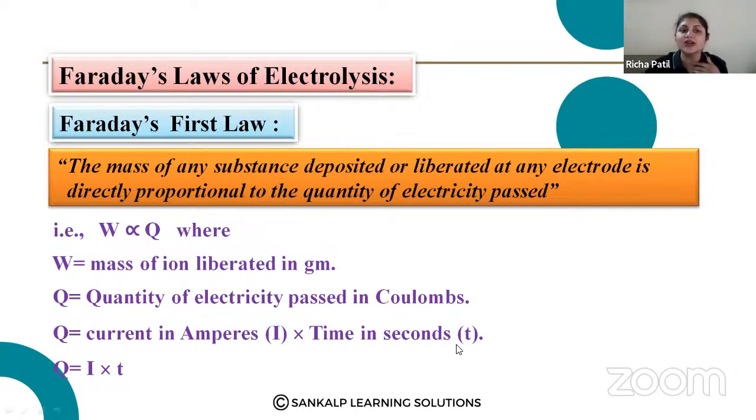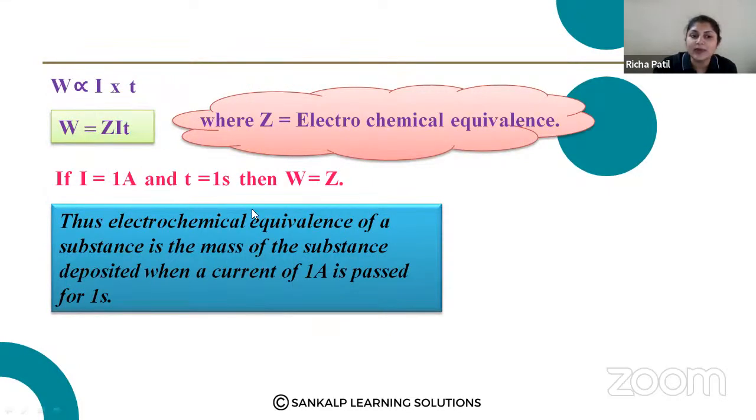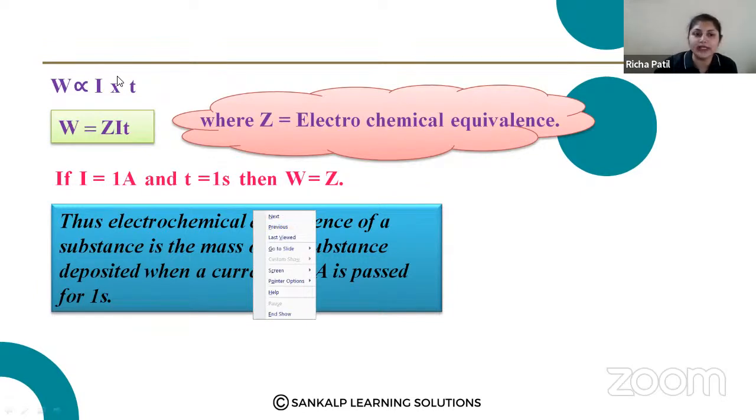What is Faraday's first law? The mass of any substance which is deposited or liberated at any electrode is directly proportional to the quantity of electricity passed. It is represented as W is directly proportional to Q. So what is Q? Q is your I into t.